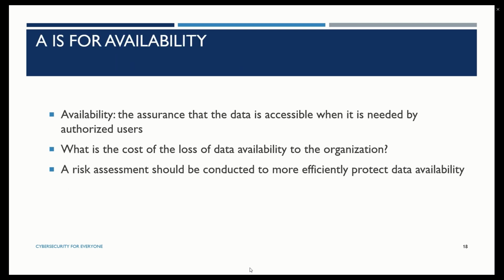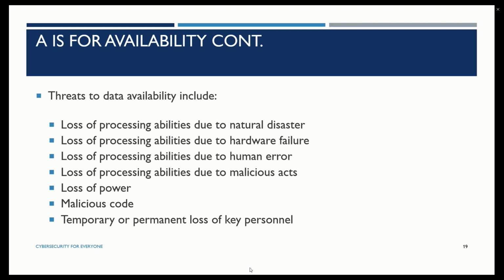Availability is the assurance that the data is accessible when it's needed by authorized users. What is the cost of the loss of the data to the organization? That's an important point. So, threats to data availability can include loss of processing abilities due to natural disaster, loss of processing abilities due to hardware failure, loss of power.